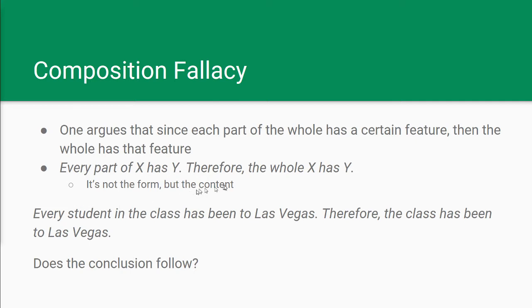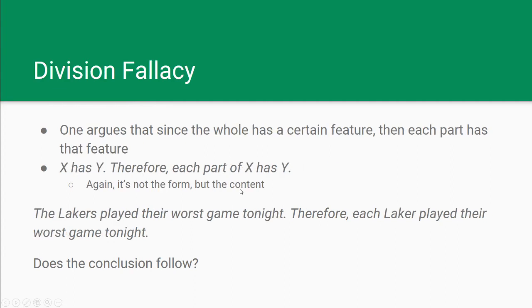With the division fallacy, we're going in reverse here. With the division fallacy, one argues that since the whole has a certain feature, then each part has that feature. Or X has Y, therefore each part of X has Y. Again, it's not the form, but the content. So again, let's take, for example, the whole car is made of plastic, therefore each part of this car is made of plastic. Okay, so that is the example here. It's not a fallacy. But let's look at this one here.